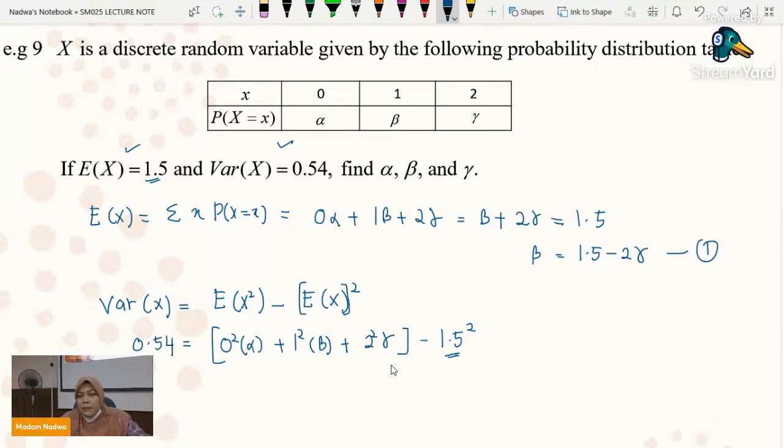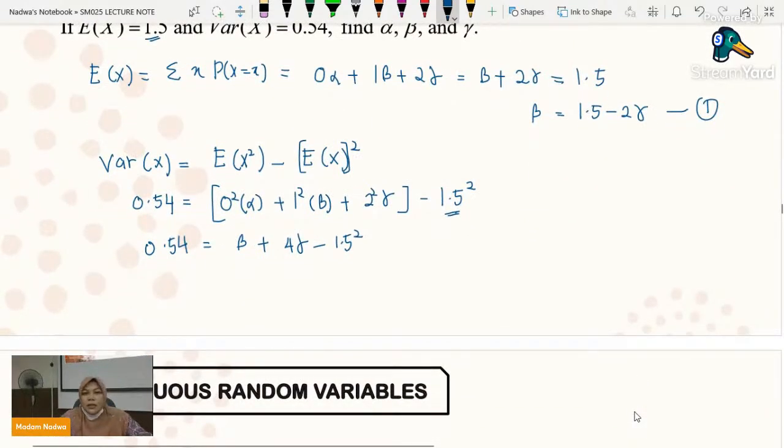So now let's simplify this equation. So 0.54, we actually have beta plus 4 gamma minus 1.5 squared equals to 0.54, which you can simplify again this equation. Kita akan dapat beta is equals to 2.79 minus 4 gamma. Betul tak? Kalau saya salah tolong betulkan. 0.54 tambah 1.5 squared, 2.79. Itulah. So this is your second equation.